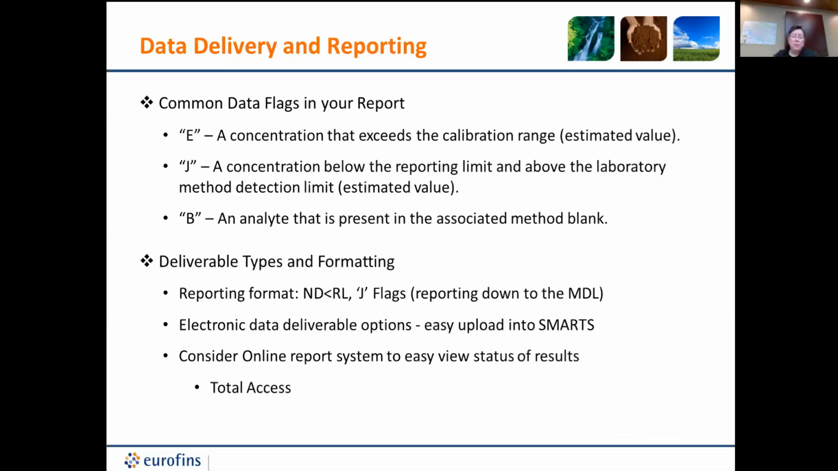Common flags you might see: an E flag, where the concentration is very high and it's an estimated value, but different than a J flag. A J flag is a little tiny number, an E flag is a huge, large number. The other one you might see is a B, and that just means that your method blank, as we've discussed, has an associated hit at a level, but maybe the samples are at a holding time, or there's no remaining sample, so the data is going to be reported as is.